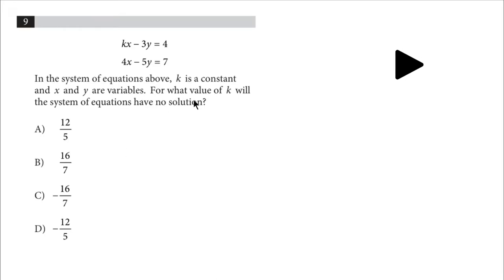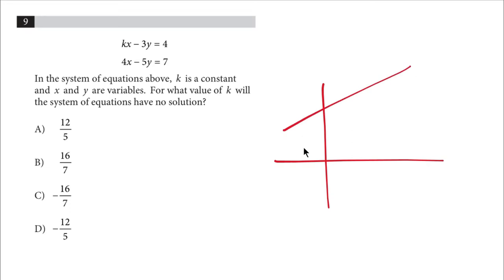In the system of equations above, k is a constant and x and y are variables. For what value of k will the system of equations have no solution? Now you have to know that if a system of linear equations has no solutions, that means two lines are parallel, and two lines never cross each other, because where two lines cross, you have a solution for the system of linear equations. But since these two lines are parallel, they'll just never cross each other on an xy plane.